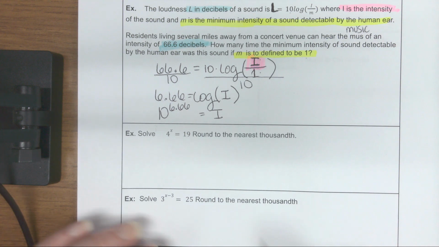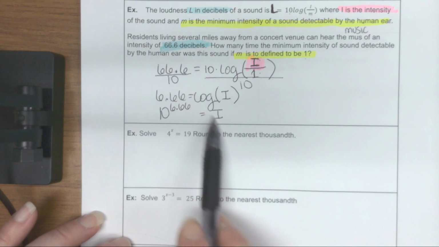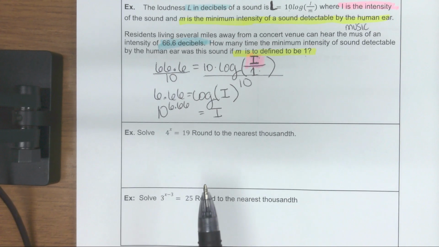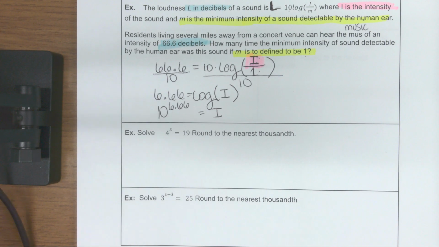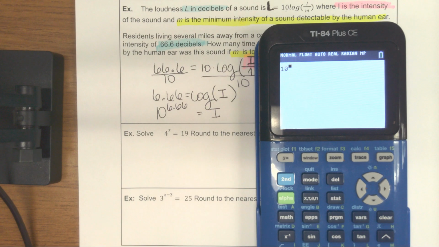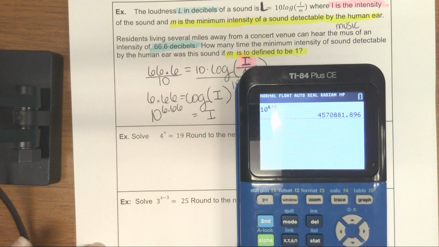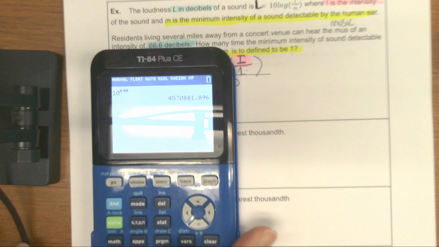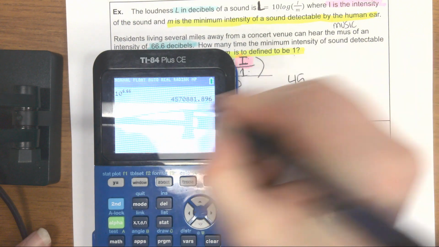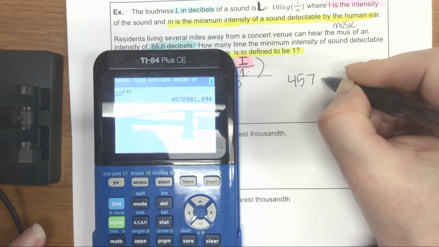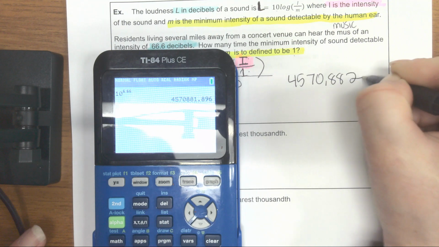And so this is basically telling you how much more times intense it is than the smallest detectable human sound. So let's actually see what we get for that as a numerical value. That's what I get when I plug that in my calculator. Confirm you get the same thing. So what that tells me is 4,570,882 times more intense.